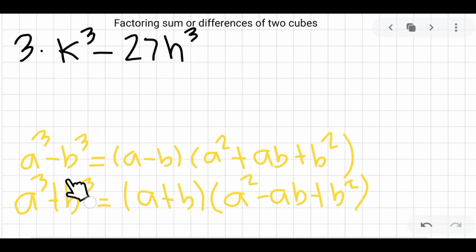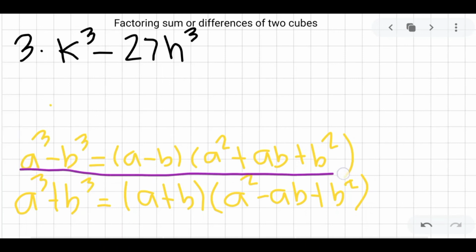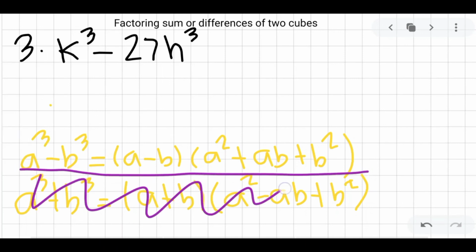So, ano yung form na gagamitin natin? Since it is negative, ito yung gagamitin nating form. Instead of using this one, ito yung gagamitin natin. Okay? So, bakit yan yung gagamitin natin? Dahil sa negative sign dito. So, let's solve.